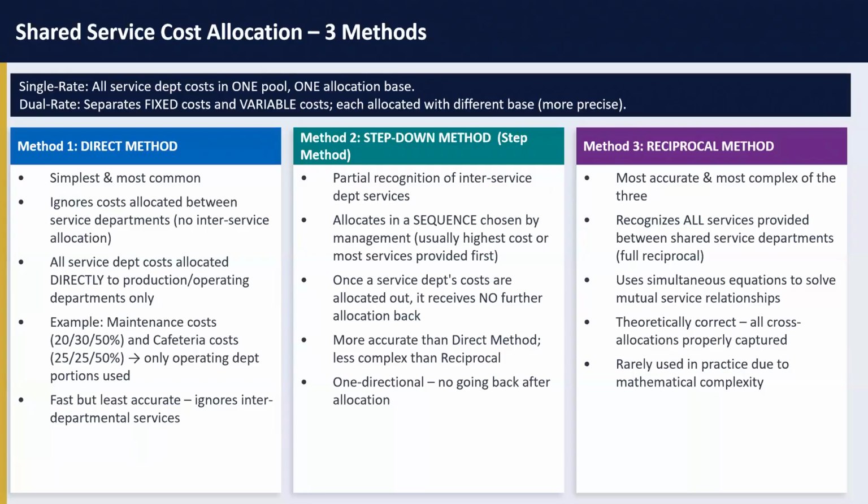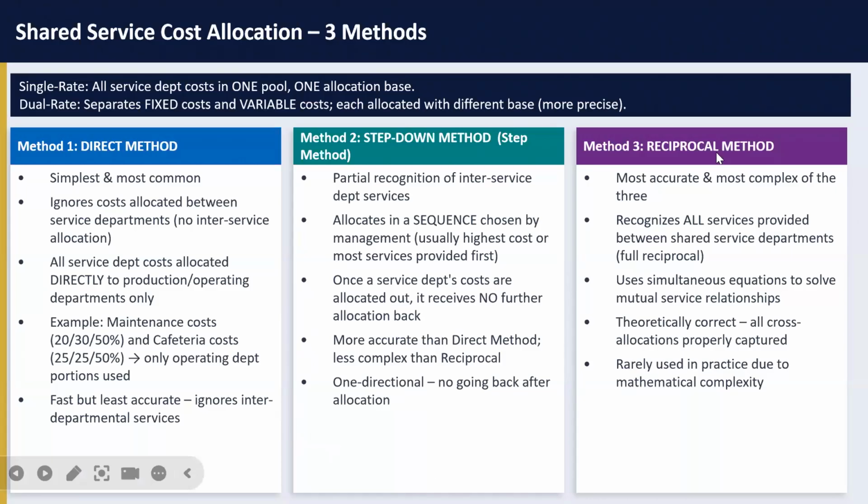Don't worry. Okay. Here, it is more accurate than the direct method, but it is less complex than the reciprocal method. Okay. And it is one directional. Once you allocate a service department cost to another service department, in reciprocation, you can't receive back from it.